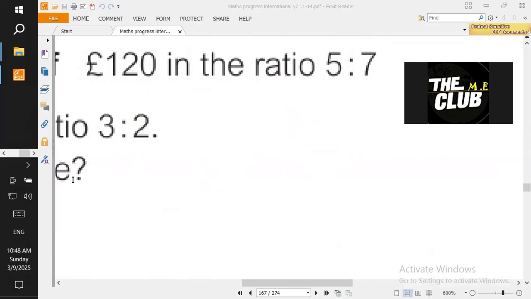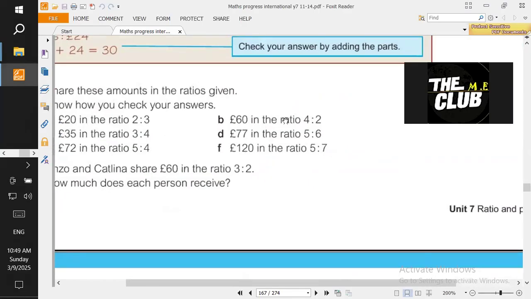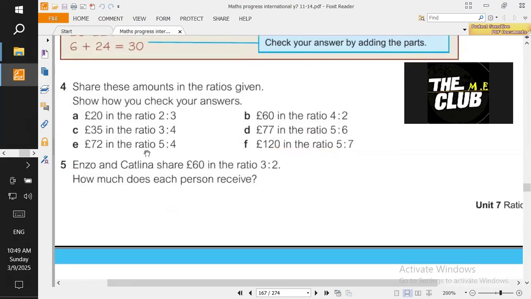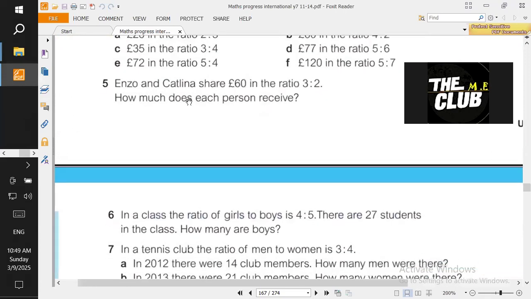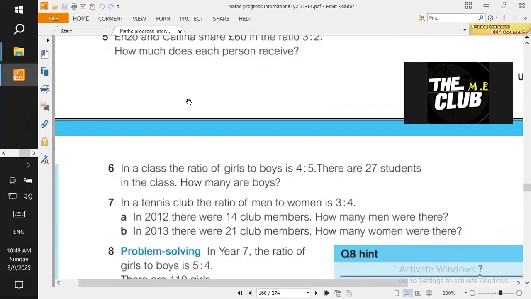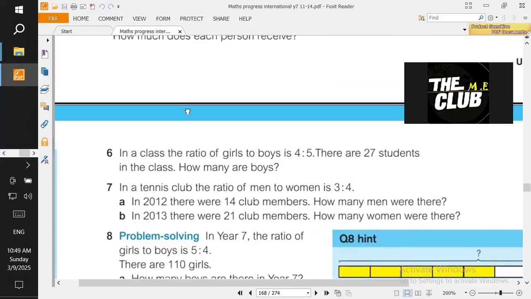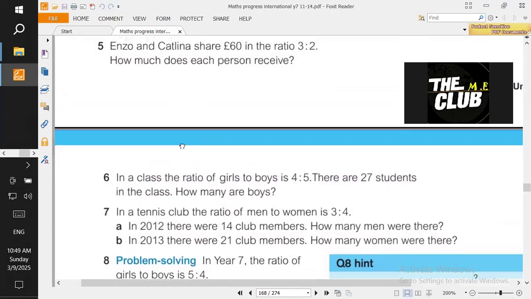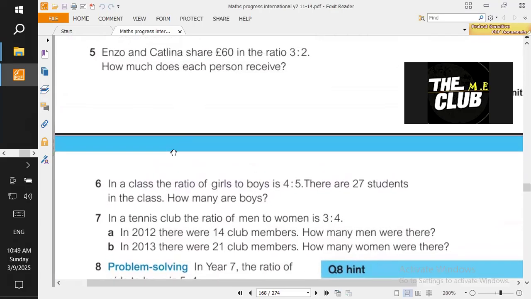Now, let's check the other ones. These are the same. You add them, divide 60 by 6 is going to be 10, times the 10 by the 4 and the 2. Same idea with all questions to ratios. Same idea, sharing using a ratio. Now, let's use this. Same idea.